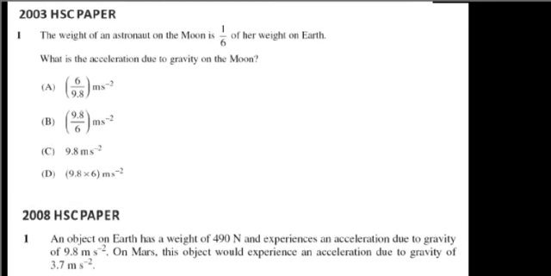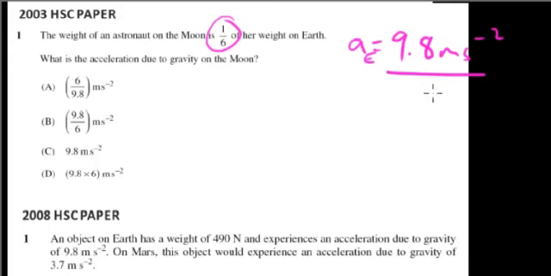2003 HSC paper. The weight of an astronaut on the moon is 1/6 of her weight on Earth. What is the acceleration due to gravity on the moon? Very simple. A equals 9.8 meters per second squared on Earth. The moon is just going to be that divided by 6, which is B.